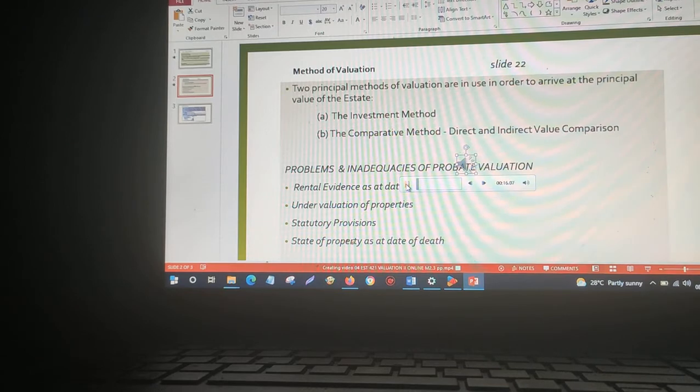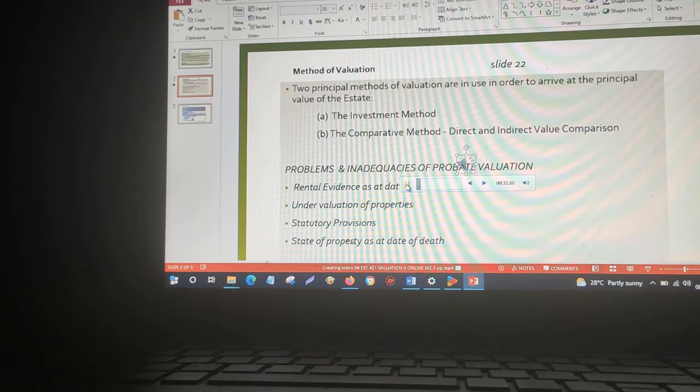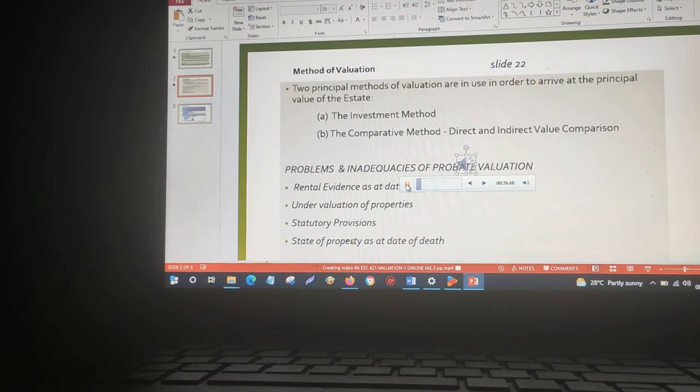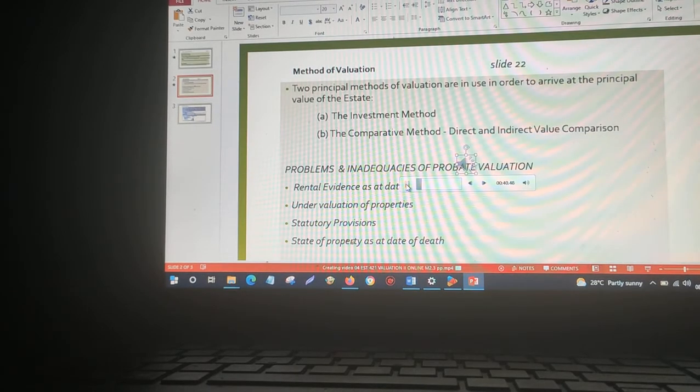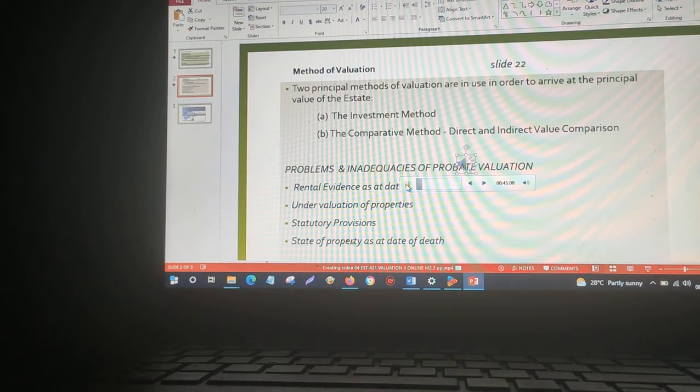As I said before, it is a statutory valuation because it is prescribed by the law. Probate valuation principles do not differ from other types of valuation for sale or other purposes, but the basis is the principal value. That is the value that the property will fetch if sold in the market as at the date of death. No allowance being made for possible expenses of sale.